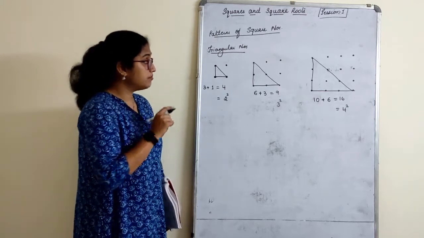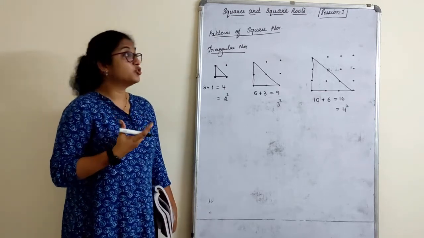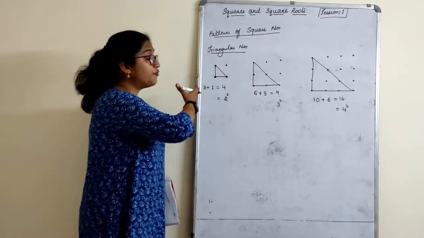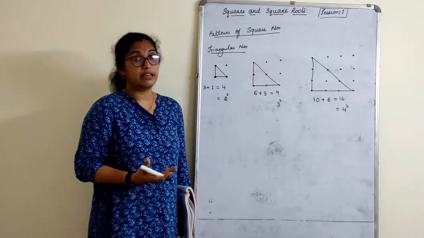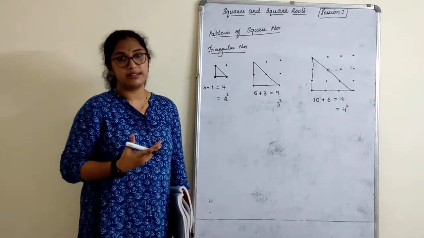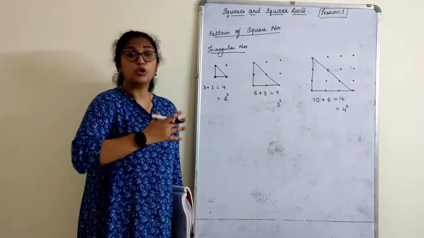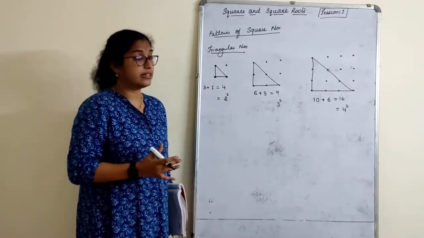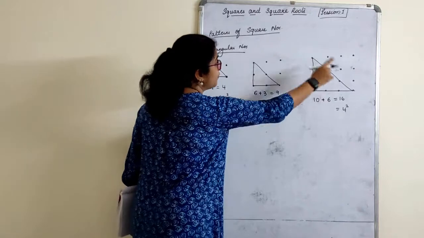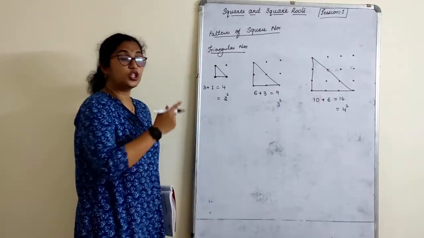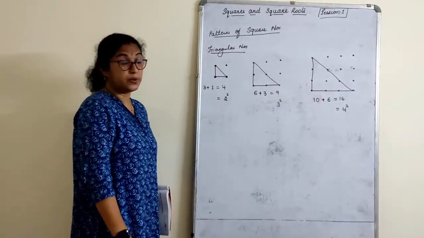Suppose the triangular numbers are given, or you have to form a perfect square using triangular numbers, you need to form it like this. It is just forming numbers. You don't have anything much to understand here. This is the pattern of the triangular numbers through which we can form a perfect square.